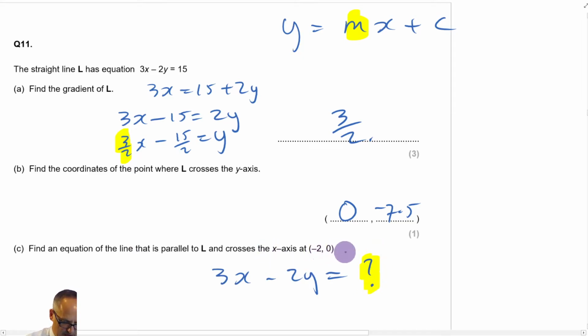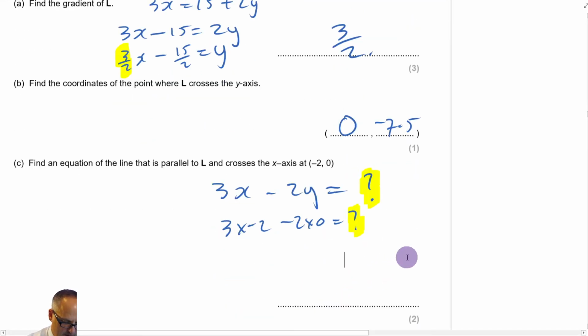So let's put in minus 2, 0. So x is minus 2, so we get 3 times minus 2, minus 2 times 0, equals my something. So 3 times minus 2 is minus 6. Minus 2 times 0 is 0. So I get an answer of minus 6 for my something.